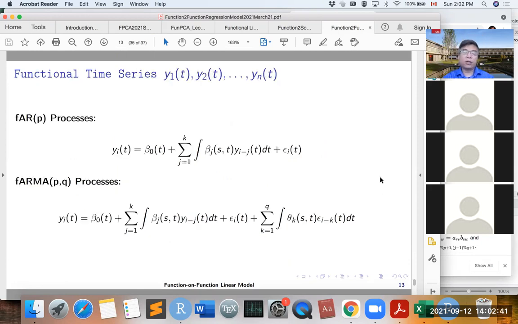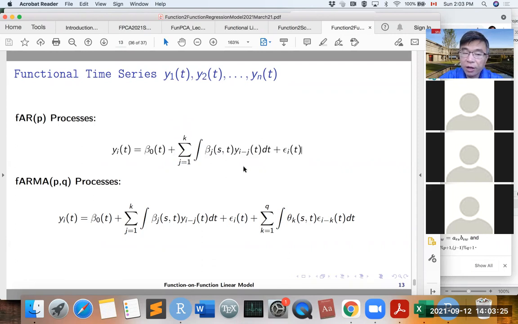So now let's go to functional time series. Actually, Xiaoling asked me in the beginning how functional time series is different from time series. Basically, a functional time series is a time series of functions. So we have y1t to ynt. After we have this time series of functions, we can use the classic time series model to model these functions.